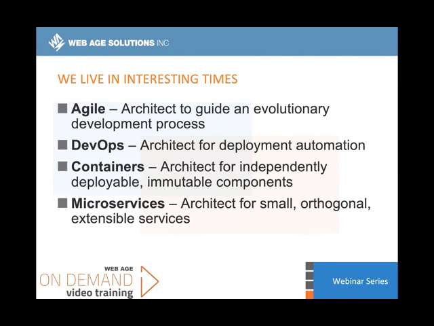And related, but not exactly the same, the tremendous rise in the interest in microservices, where the role of an architect is to be able to architect for small, orthogonal, it doesn't depend on other things, extensible services, and to manage the environment.